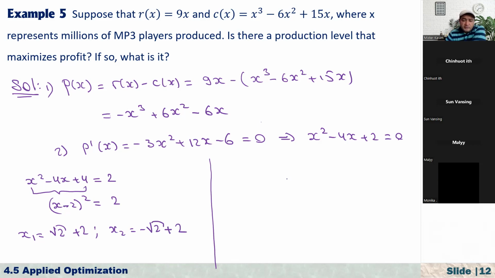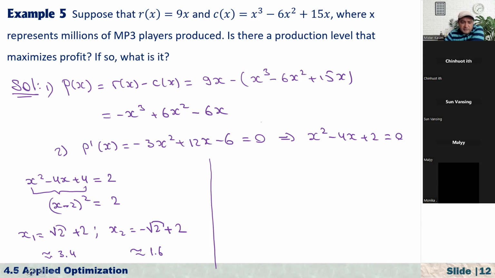So now, how do I know which one actually maximizes the profit, and which one minimizes the profit rate? Approximately, we can just evaluate this, and we know the square root of 2 is 1.4, right? So approximately 3.4, and this one is approximately 2 minus 1.4, approximately 1.6. I want to know if the second derivative of this function at these points is positive or negative. I just need a sign, that's why I can just use this rough estimation.